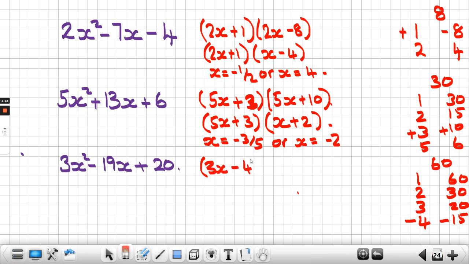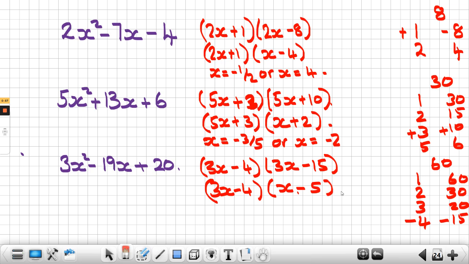3x minus 4, 3x minus 15. We know that one of them is going to be able to be divided by 3, which is clearly this one. So we say 3x minus 4, x minus 5. So x equals 4/3 or x equals 5.